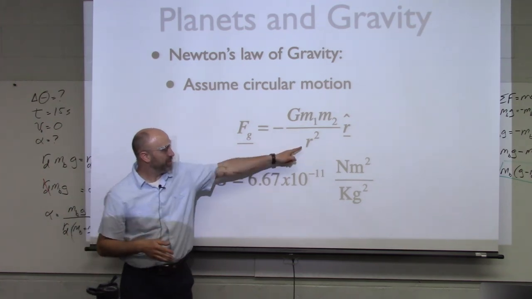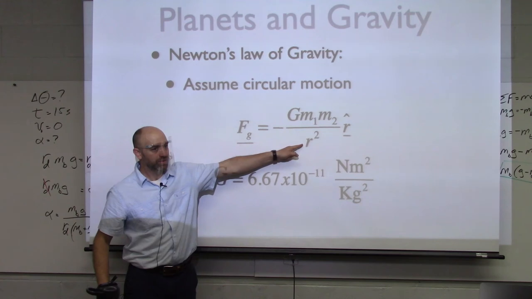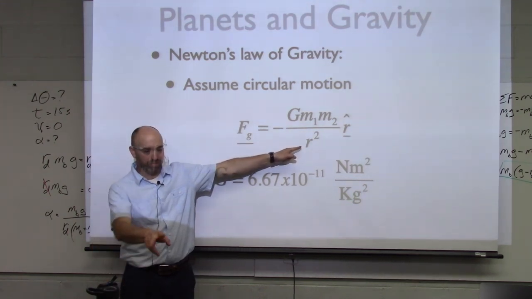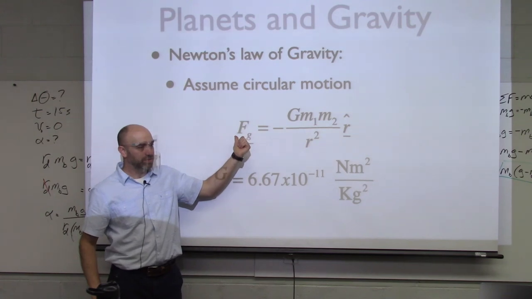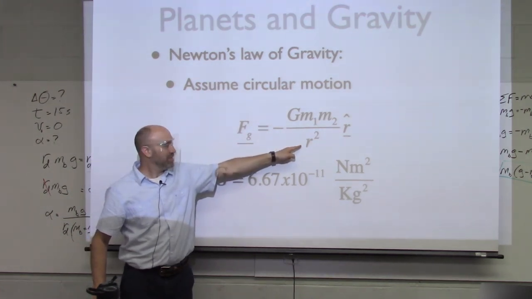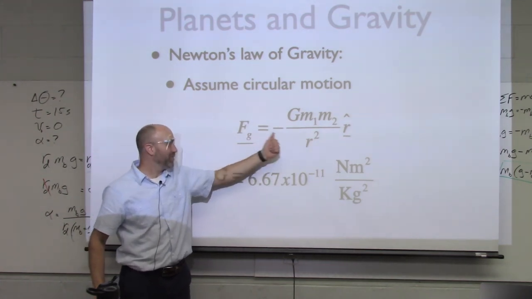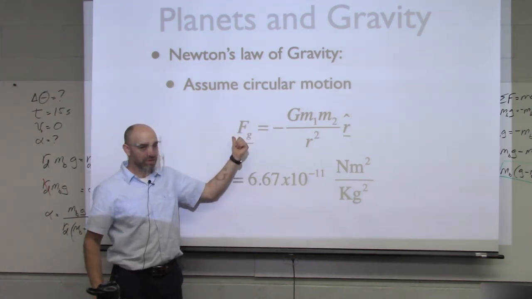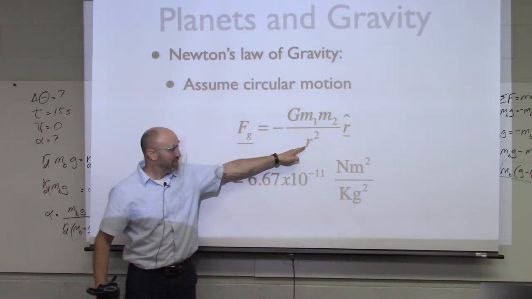If r gets bigger, what is r? The distance between your two objects. If r gets bigger, what happens to the force of gravity? Look, this one's downstairs and this is upstairs, so they're inverse of each other. If this number gets bigger, this number gets smaller. Not just a little bit, this number is squared.